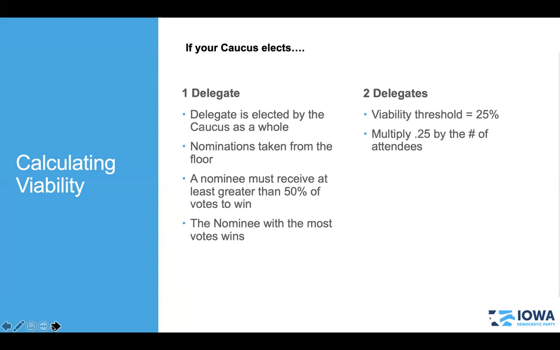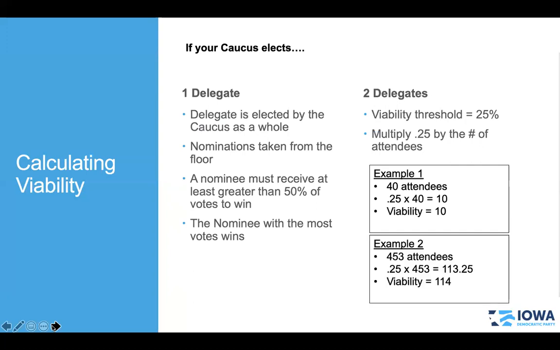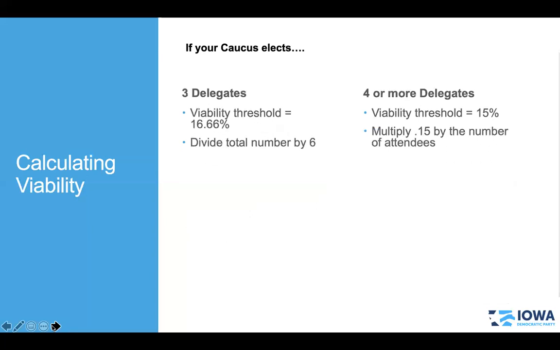With a 2-delegate precinct, you will multiply the total number of caucus attendees by 0.25. So in this example, if you have 40 attendees, your viability would be 10. In example number 2, if you had 453 attendees, you would actually round up to 114 for your viability. So any preference group would need 114 people to secure at least one delegate in your precinct.